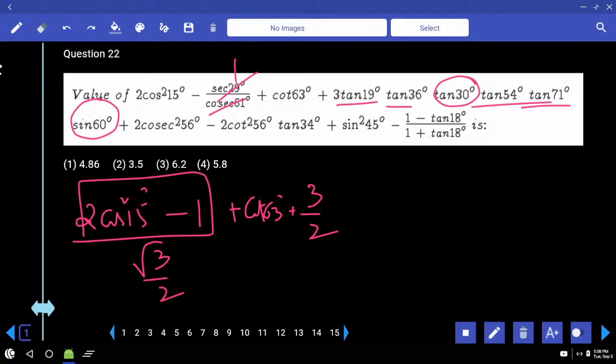What did he give us here? 15, right? Yes, 2 cos square theta minus 1, plus cot 63 plus 3 by 2.